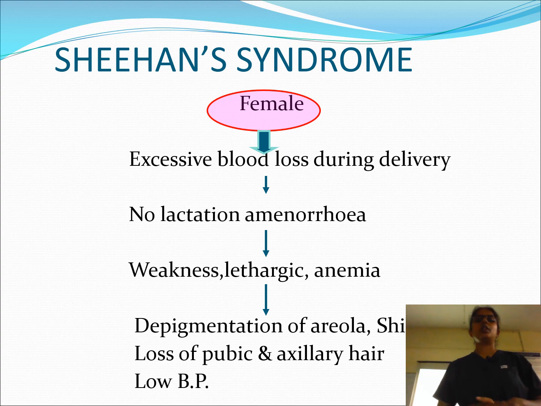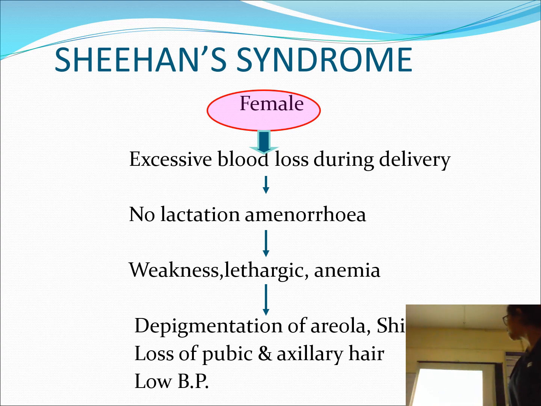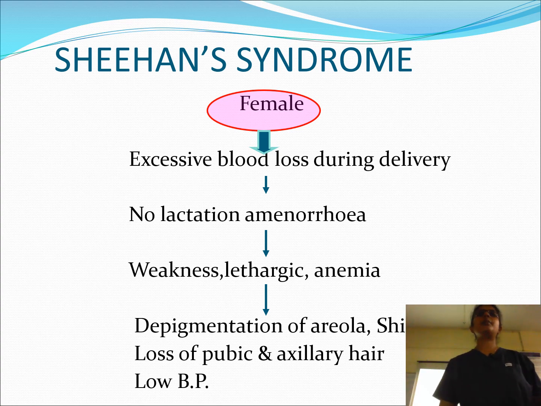So what is Sheehan syndrome? If there is excessive blood loss during delivery, then the blood supply to the pituitary is decreased, so TSH is decreased and T3 and T4 are also decreased. Then you get hypothyroidism in those females. The other symptoms include no lactation, amenorrhea, weakness, lethargy, anemia, depigmentation of the areola, shiny skin, loss of pubic and axillary hair, and low BP. It means all the hormones from the pituitary are decreased, so the manifestations are seen accordingly.